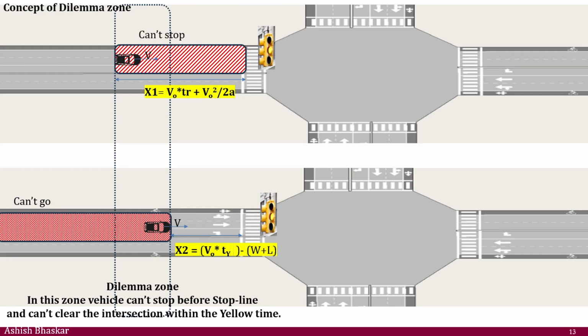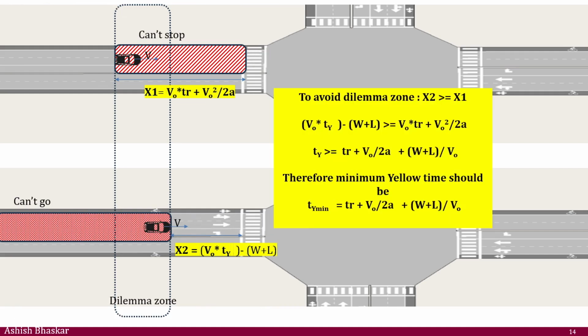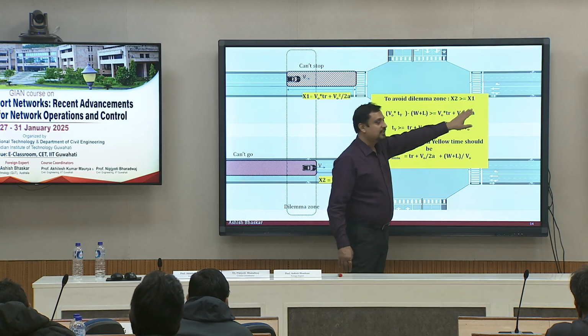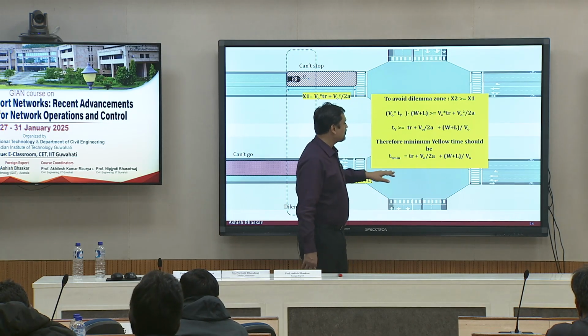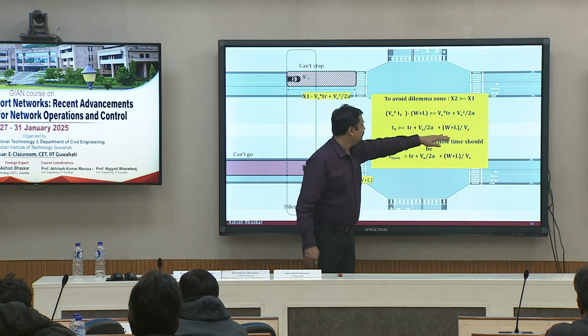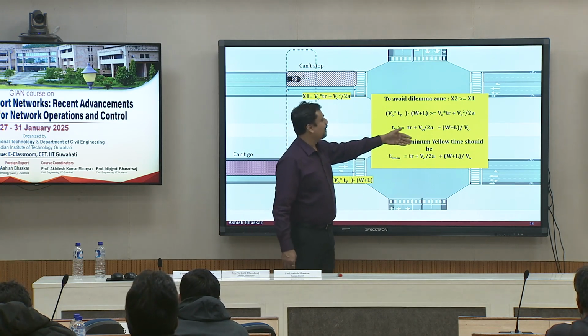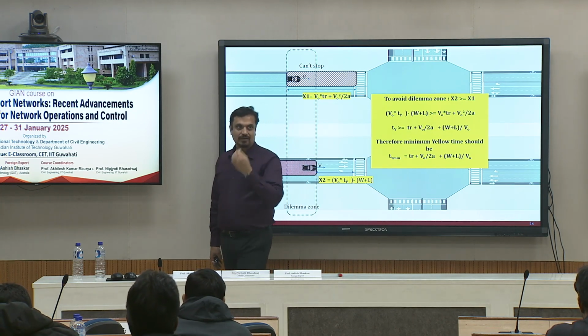And that's what is going to be defined by the yellow time. So to avoid the dilemma zone, this x2 should be much larger than x1. If they are apart, this overlap will never happen. So x2 should be much larger than x1. Rearrange your equation, and you find that your yellow time should be more than a certain value. Yes?